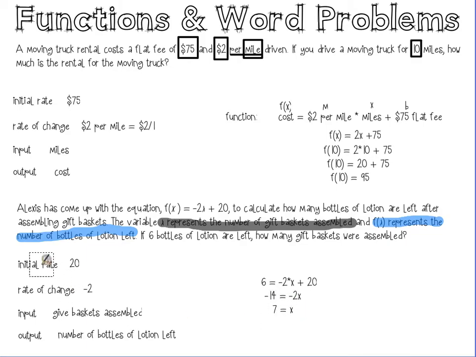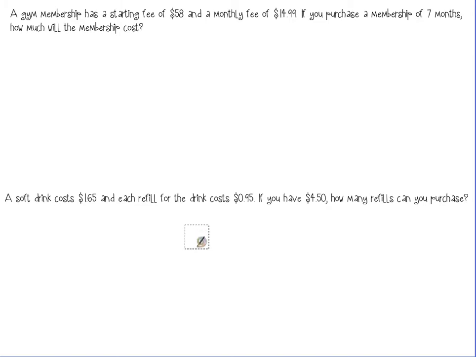Okay, so again, initial rate, rate of change, input, output, you need to know what all of these things are and how they connect with your y equals mx plus b. So what I want you to do for your 2 U-Try problems is I want you to identify your initial rate, your rate of change, your input, your output, and I also want you to identify what the function would be and then solve the problem.